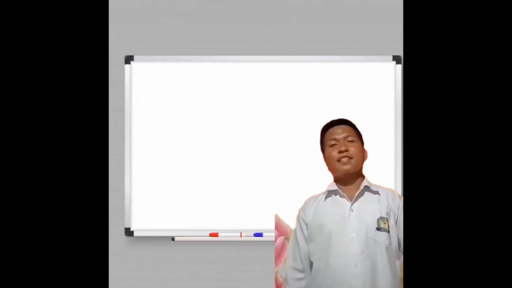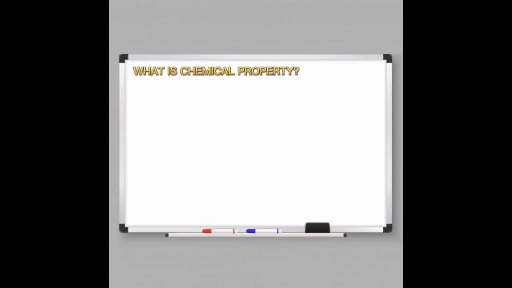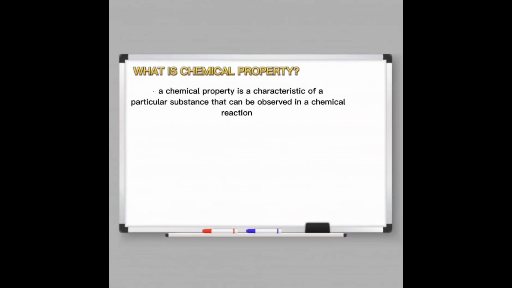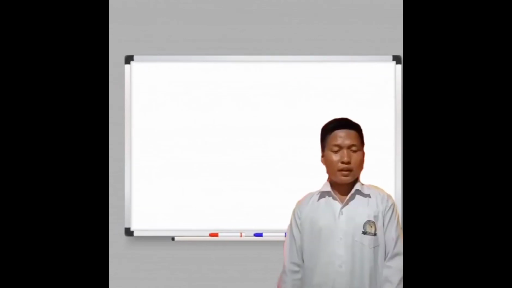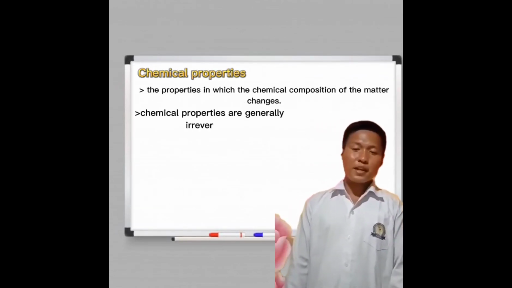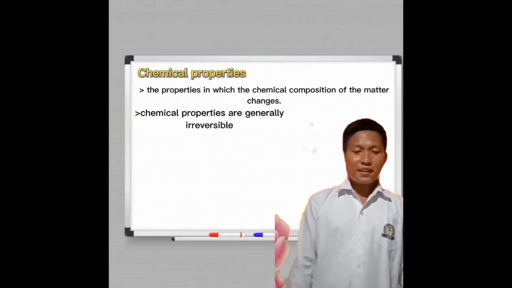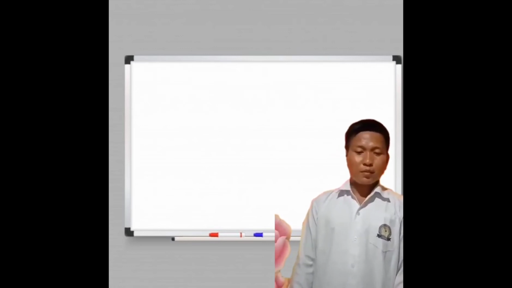I will be discussing chemical properties. What is a chemical property? A chemical property is a characteristic of a particular substance that can be observed in a chemical reaction. Chemical properties are the properties in which the chemical composition of the matter changes. Chemical properties are generally irreversible.